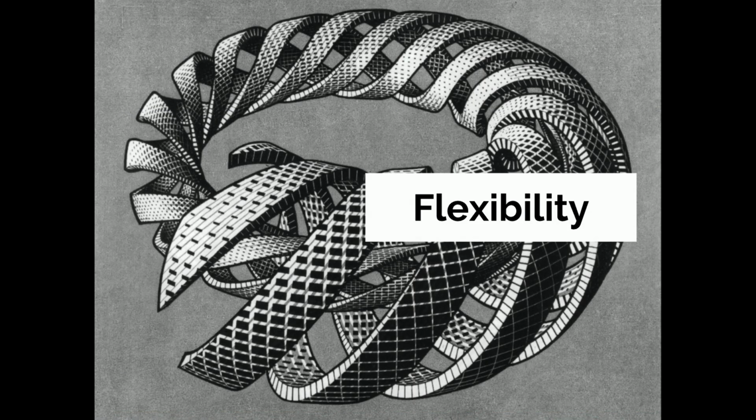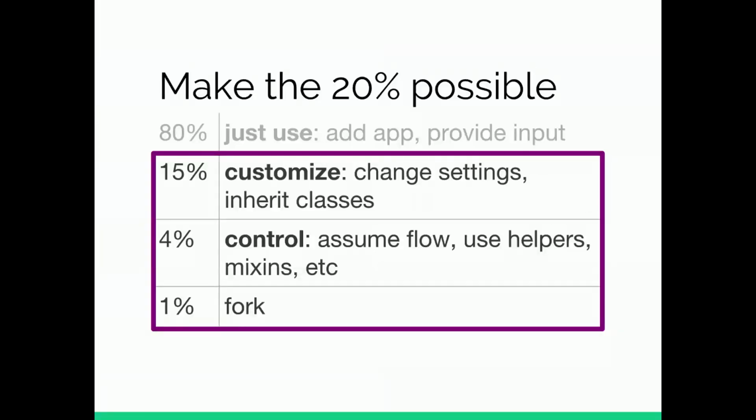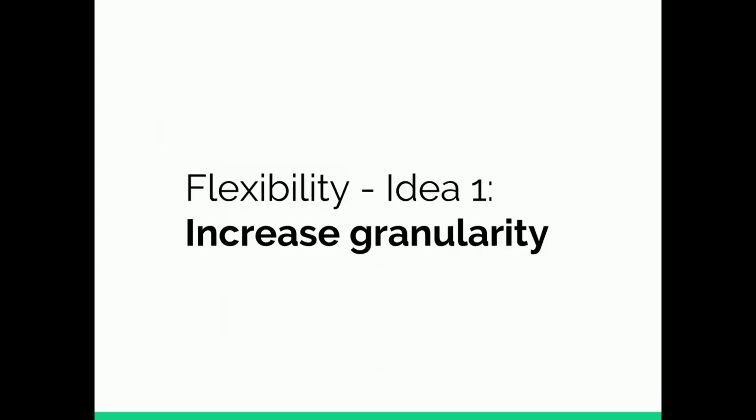Now about flexibility. Remember I said that we should make the 80% real simple, and we learn a lot of heuristics for that. But we should make the 20% possible. We must not forget the other 20% of our users, users that would like to change settings, users that would like to assume the flow of our Django app, that kind of stuff. And to do that, we must increase the granularity of our app. That will help a lot with flexibility.